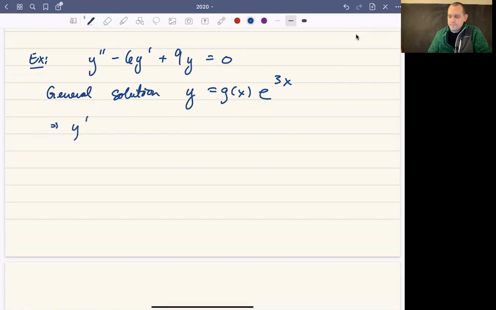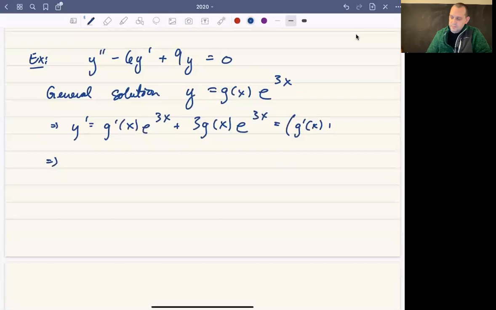So y prime is going to be g prime of x times e to the 3x plus 3 g of x e to the 3x. And that means that, let's actually simplify this while we can. This is going to be g prime plus 3g, times e to the 3x. And then let's differentiate and find the second derivative.